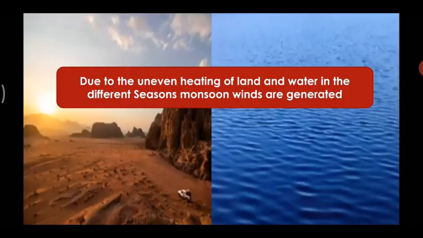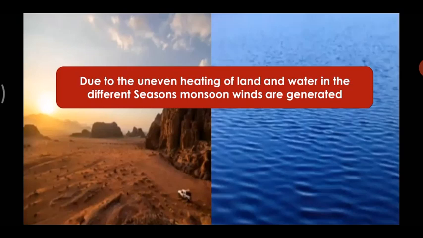Now here, due to the uneven heating of land. Uneven means sometimes land will be heated more, sometimes land will be heated less. Similarly, water also, because of the rays of the sun, can be heated more. So due to unequal heating of the land and water in different seasons, monsoon winds are generated. Which winds are generated? Monsoon winds.